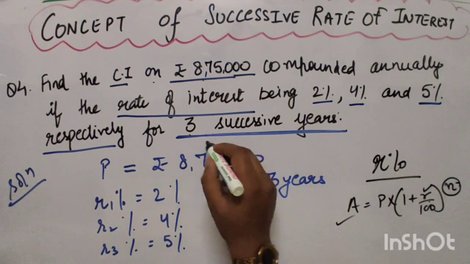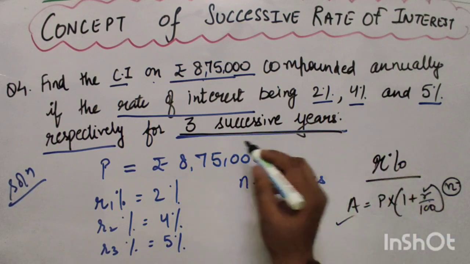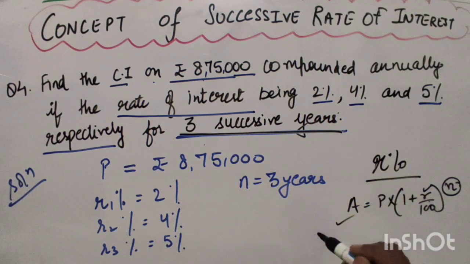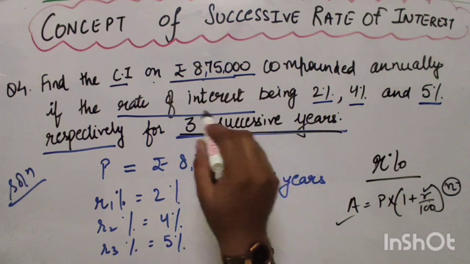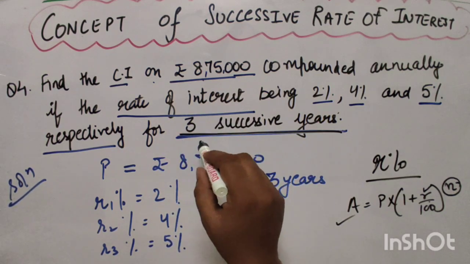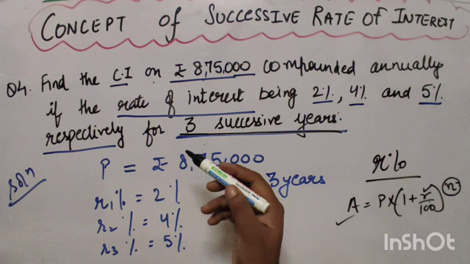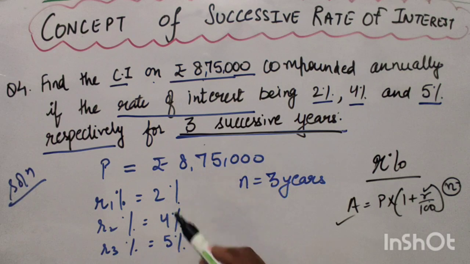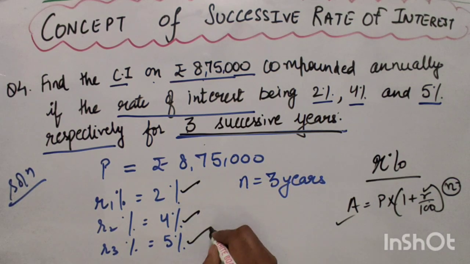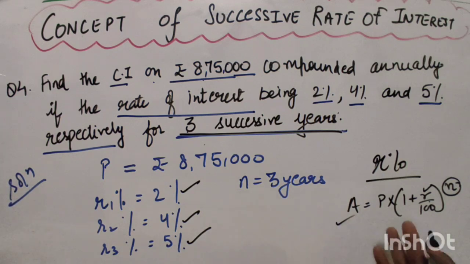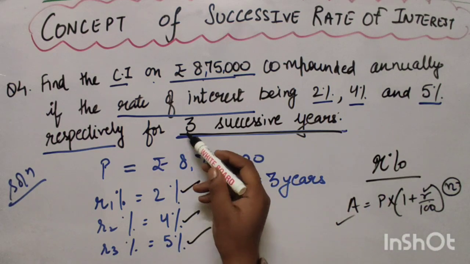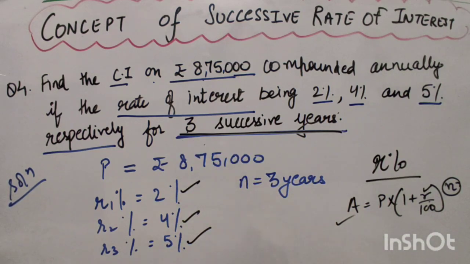But in the case of successive rate of interest, for each year of the given time period we are going to have a different rate of interest. Since here 3 years are given, for every year we have a different rate of interest. So no problem, we will apply the same formula, but year-wise, because each year has a different rate of interest. But I am going to show you how we do it.